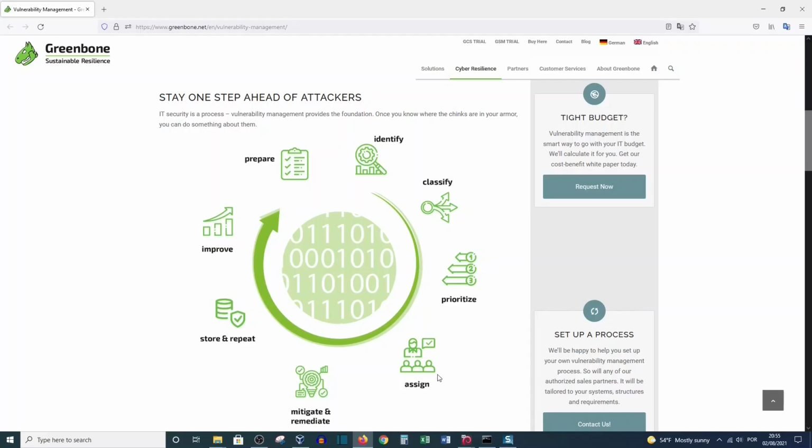After that, we assign the responsibility. For example, we have a team that works with databases, and we have a team that works with development. So we need to assign the vulnerability we found to the specific team that will work around and fix that vulnerability. And here we have mitigate and remediation. Here we start to fix. After we prioritize and assign, this team will fix and mitigate the vulnerabilities.